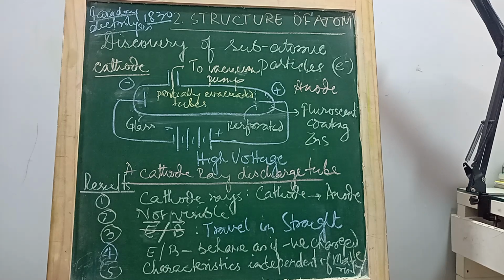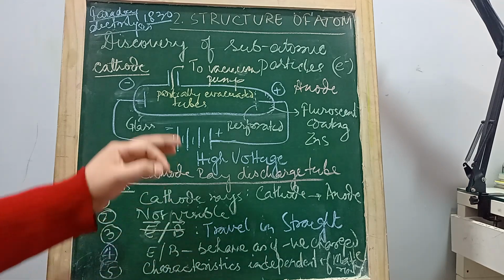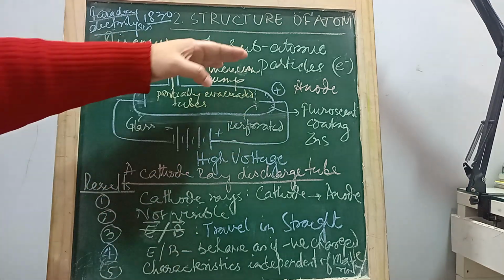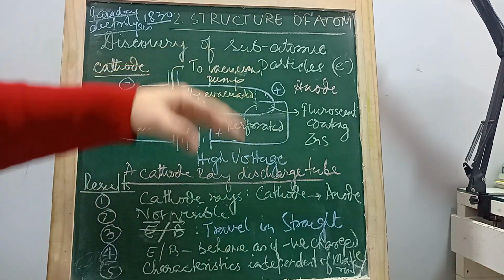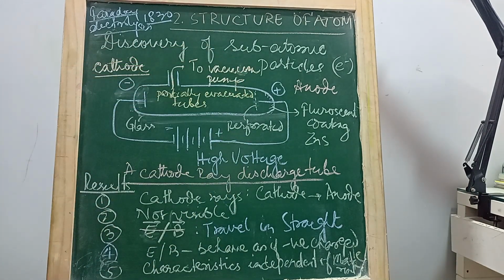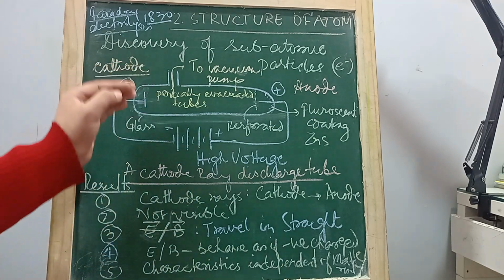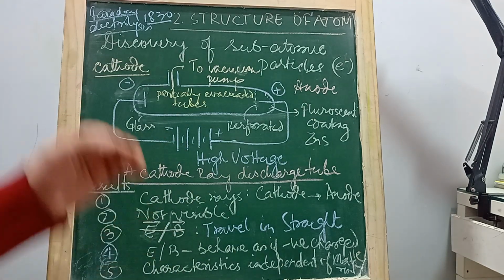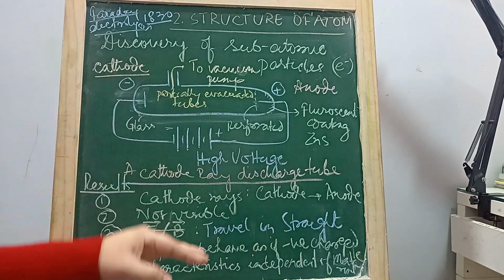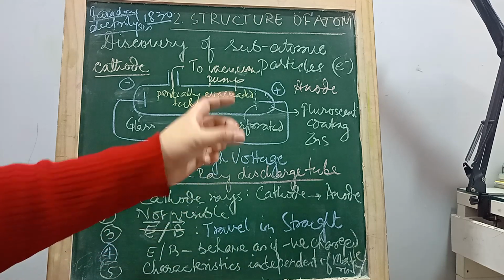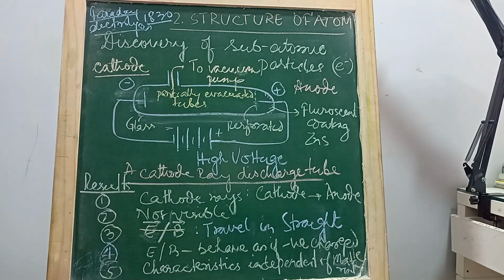Now, if we do not apply any electric field over the cathode ray tube, that means in the absence of electric field and magnetic field, the charged particles which are emitted from the cathode travel in a straight line. And when electric field and magnetic field were applied, they behave as if they are negatively charged.